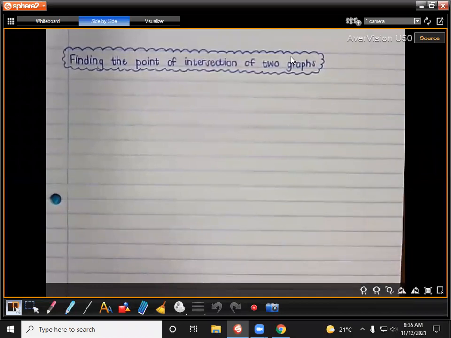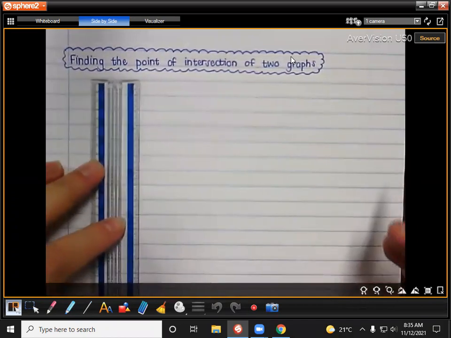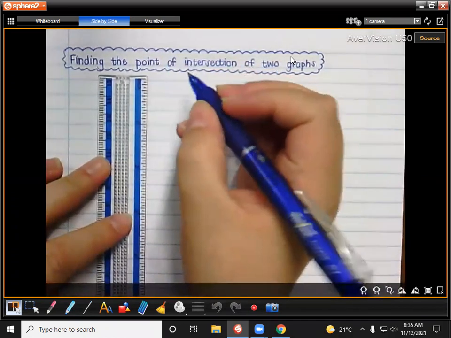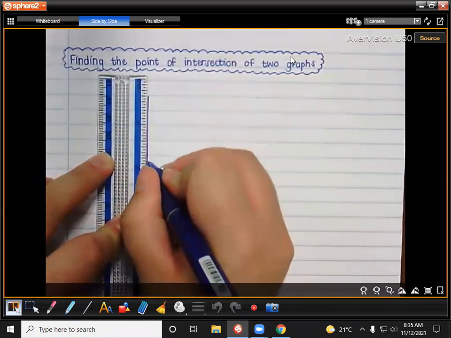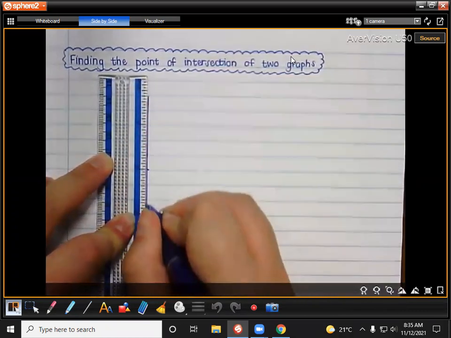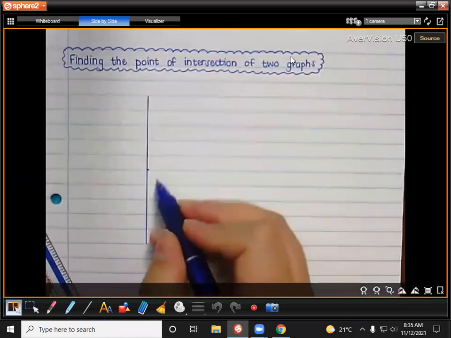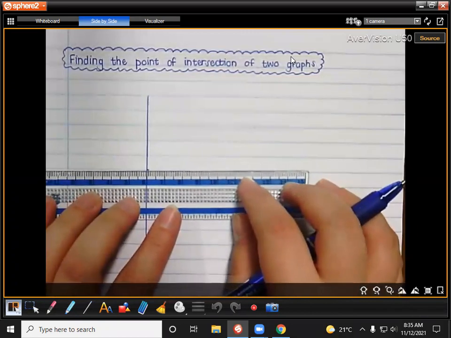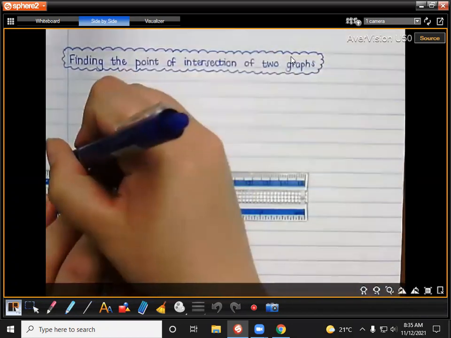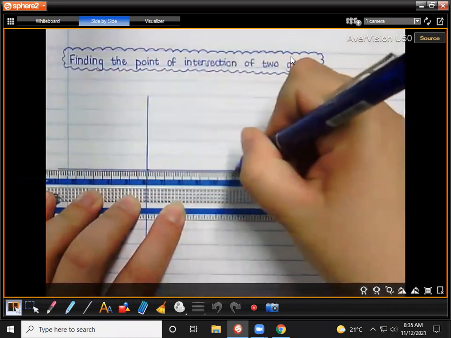Finding the point of intersection of two graphs. This is just the last application of graphs, essentially. So what I'm going to do is I'm just going to draw a diagram here. I want you please to copy it down. Let's do 5 up, 5 down. And then we can just go 5 and 5 as well.